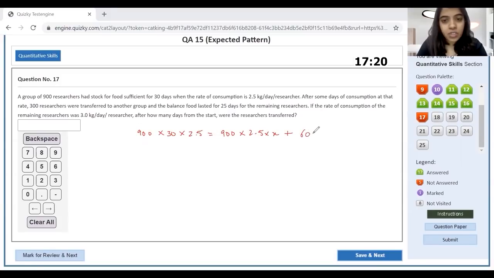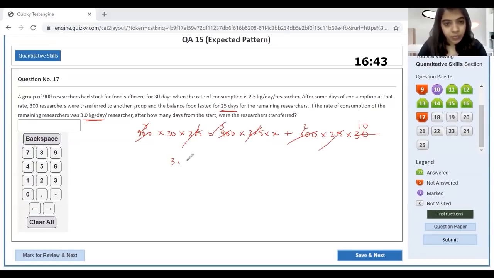So let's see, we have the 900 researchers each eating at this rate for a certain number of days, right? After which 300 researchers were transferred. So how many do we have remaining? 600 we have remaining. It lasted for 25 days. And what was the next rate if the rate of consumption of the remaining researchers is 3 per day? This is the only equation we have to make, right? Initially, let's just 2, 3, 3. Just remove this, and add this here. So we can just eliminate 3 from here, 3 from here, 10 here, 25, 25.